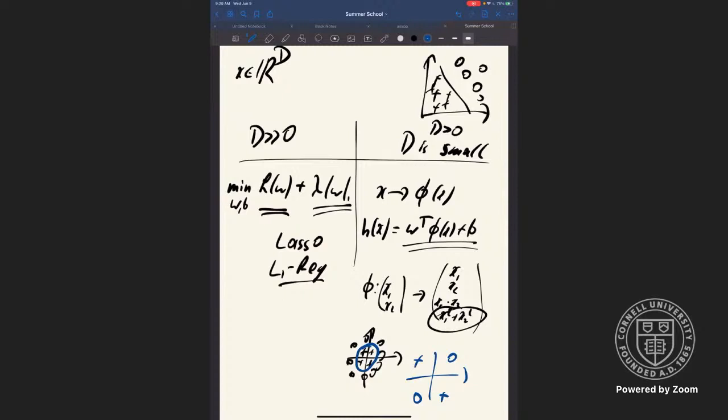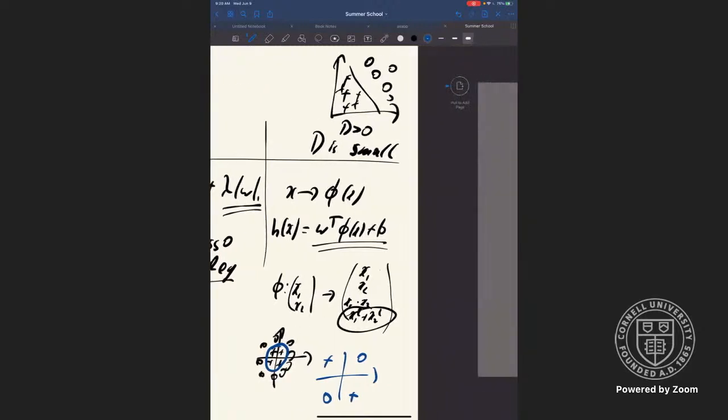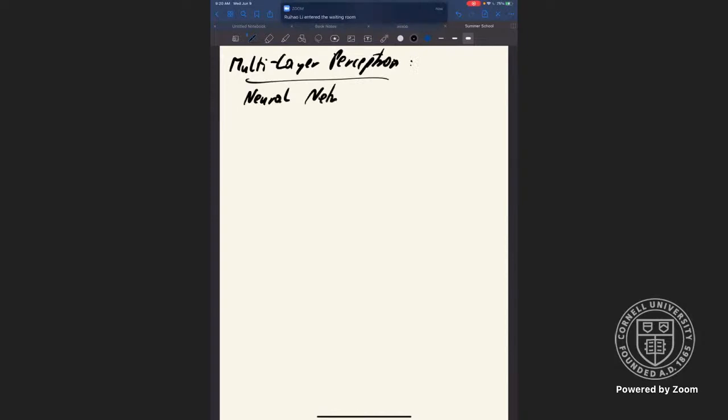And so he came up with a new solution that was called the multi-layer perceptron. Also often referred to as neural network. But nowadays, deep net. All the same thing. Okay, and what's the idea?